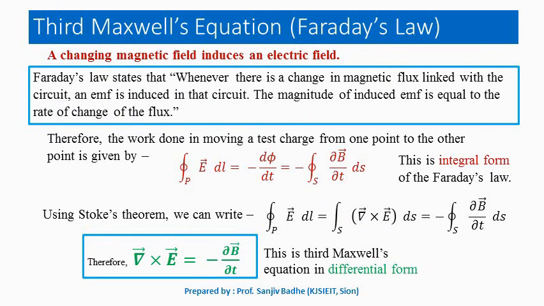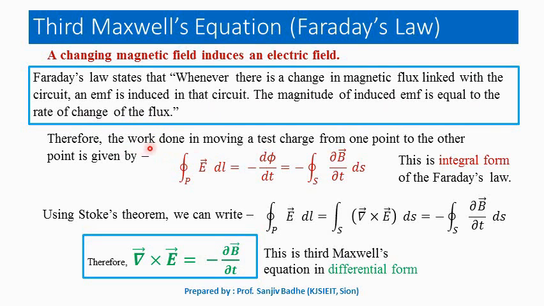Third Maxwell equation is written for Faraday's law. According to Faraday's law, a changing magnetic field induces an electric field. So this is the statement: whenever there is a change in magnetic flux linked with the circuit, an EMF is induced in that circuit. The magnitude of induced EMF is equal to rate of change of flux.